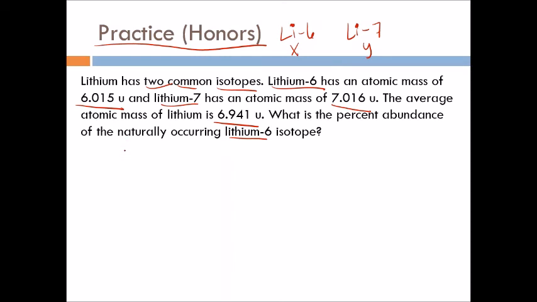Let's think about this. Our average atomic mass is going to be equal to our first mass, the lithium 6, times its percent abundance. And this time I'm calling it X. The percent abundance for lithium 6 is X because I don't know it. It's a variable. Then I'm going to add it to the other mass, which is 7.016 times its percent abundance, which happens to be Y, which I don't know either. So that's all fun. So looking at this, I have two variables and I can't solve this in this form.